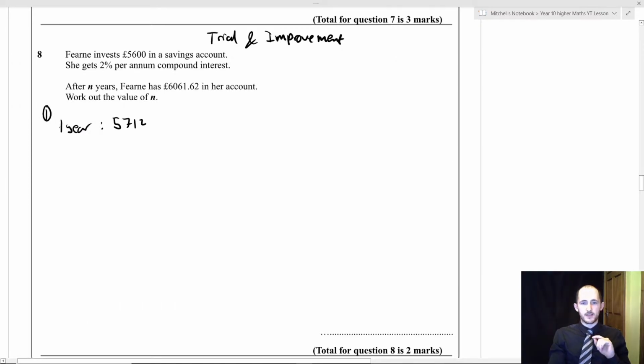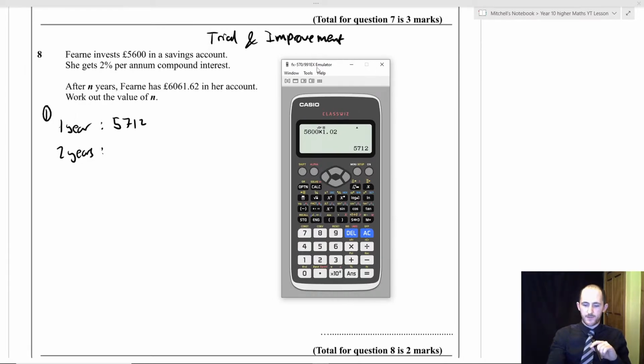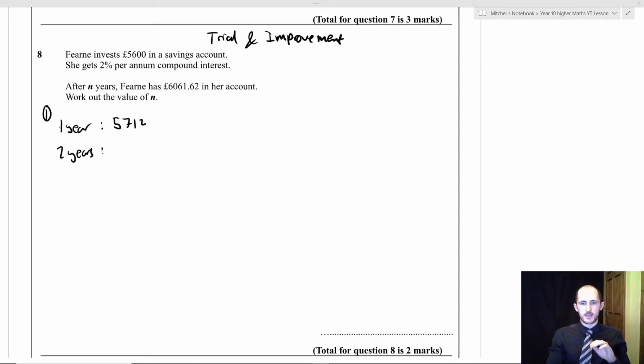Now, because it's compound interest, we take that new amount, 5712, and times it by 1.02 again. You can also square it and then cube it and then go to the power of 4, increasing the power. That also works. If instead of changing this first number you just put a power here, that will give you the same answer. You get 5826.24. 3 years. Again, I take that value.